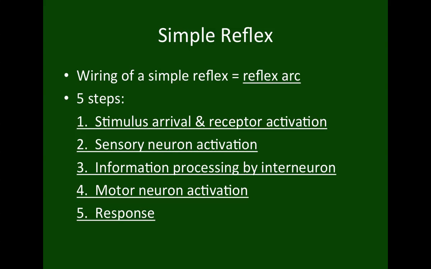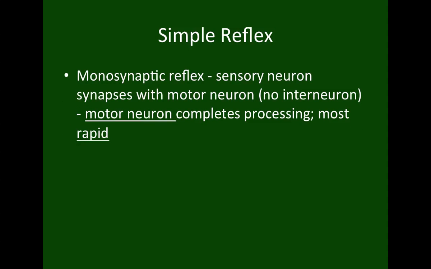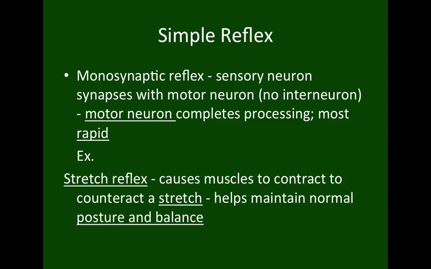Now, within the type of simple reflexes we can have something called a monosynaptic reflex. This is where there's only one synapse involved. In other words, the only synapse that is involved is between the sensory neuron and the motor neuron. So there's no interneuron. This is the most rapid type of reflex that we have. An example of a simple monosynaptic reflex is your stretch reflexes. This causes your muscles to contract to counteract a stretch. And as we stand or sit, this is actually what helps to maintain our normal posture and balance.